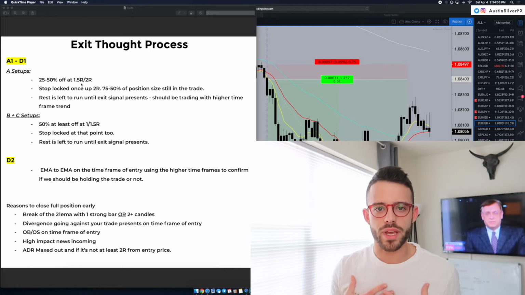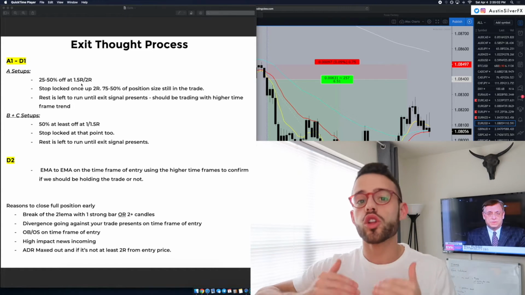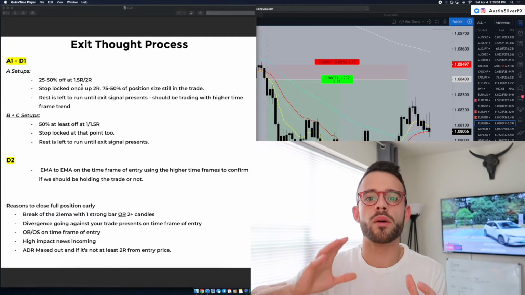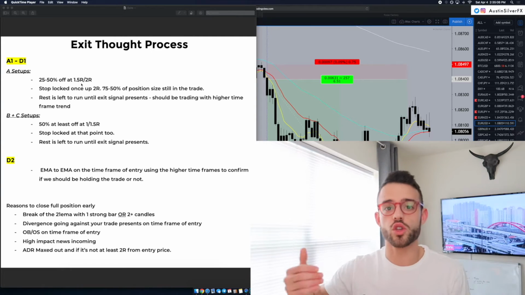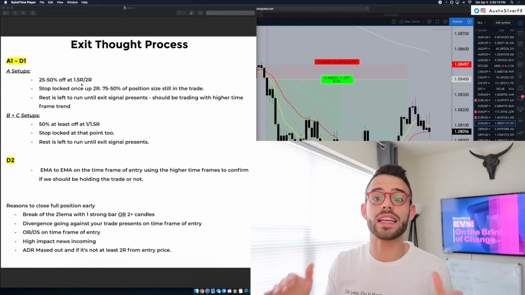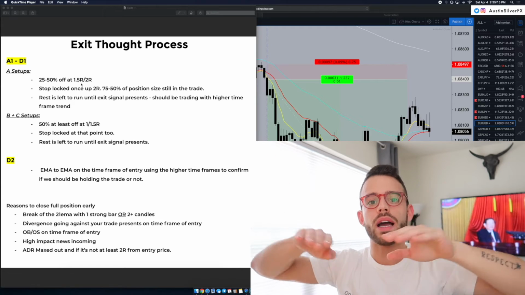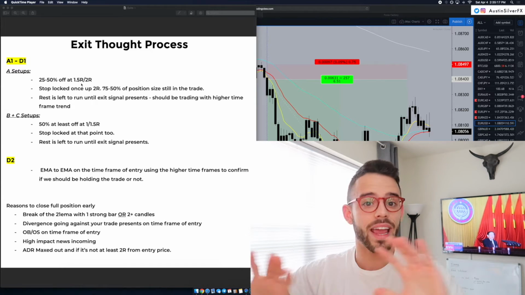The A setups for me, those really solid entries where all the probabilities are in my favor, I'm going to close 25 to 50% of that trade when I'm up about 2R, 2 to 1. So if I risk 5, as soon as I'm up 10 or 11 pips, I'm taking half of that trade at least right there. Then what I'm going to do is let that trade continue to run by locking my stop loss in profit so I can't lose any money.